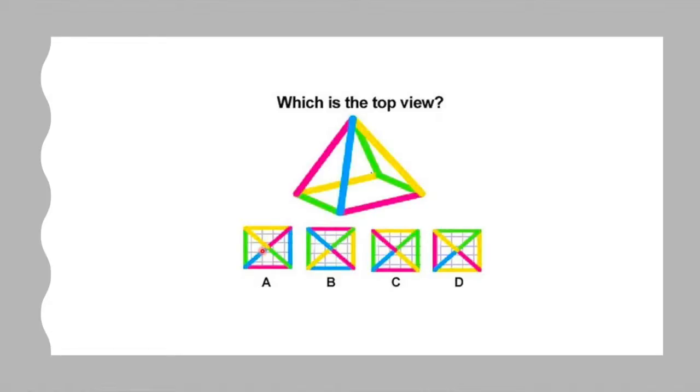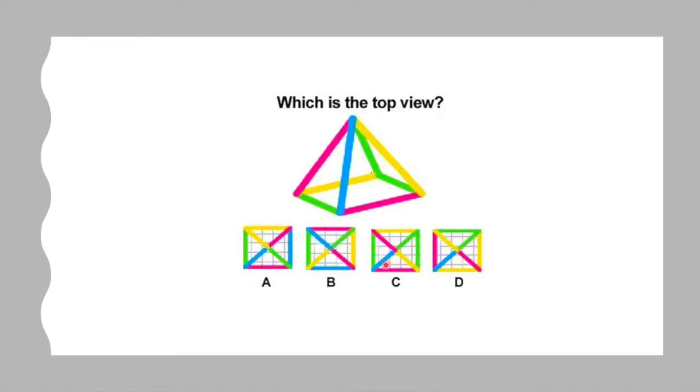So if we look across here, well, the blue line connects to the pink line, so that can't work. And with this diagram here, the blue line connects to the pink line again, so that can't work. With this diagram here, the blue line connects to the green line, so that's good. But the same thing occurs here. The blue line connects to the green line.